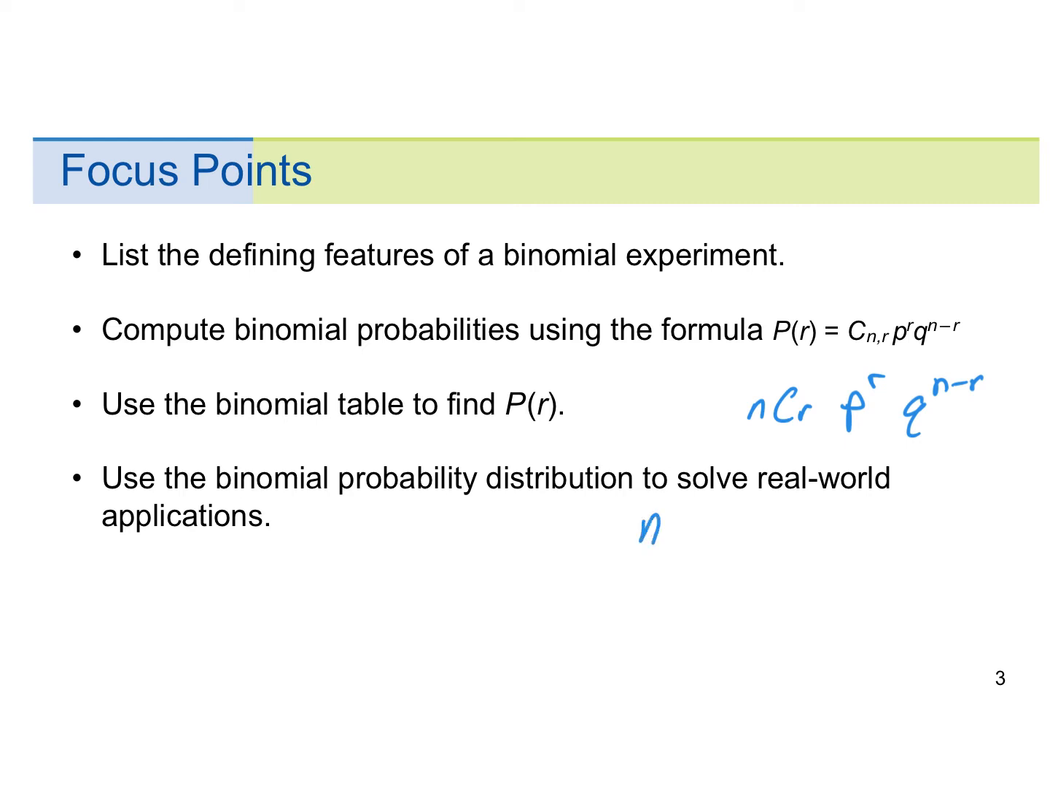So you need n, that's the total number of things happening. You need r, which is the desired number of things happening. P is your success and q is your failure. So I have to give you n, I have to give you r, I have to give you p. And we'll see in a moment how you find q once you have p.